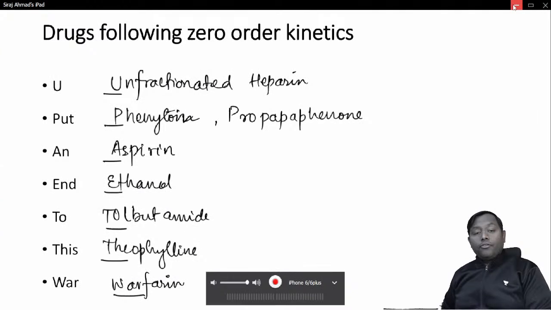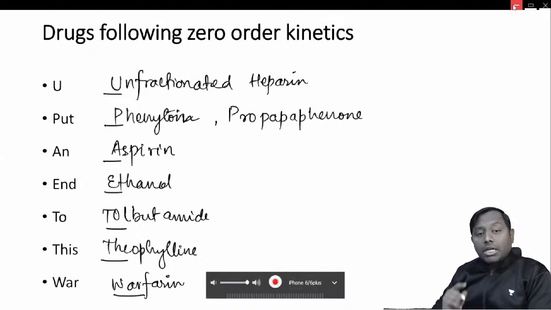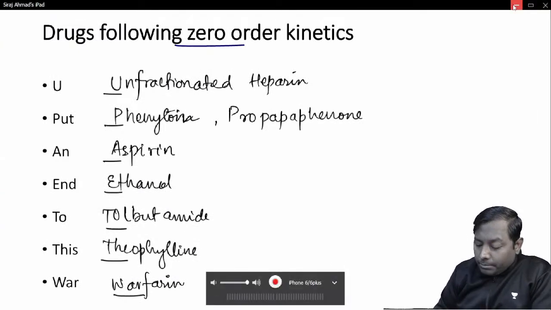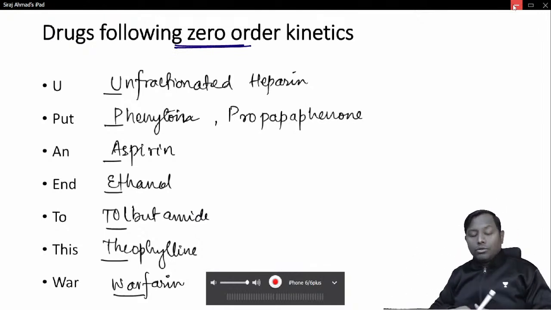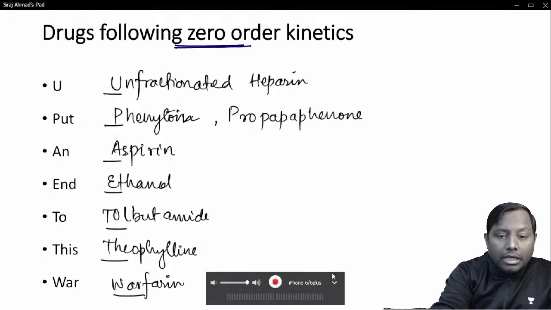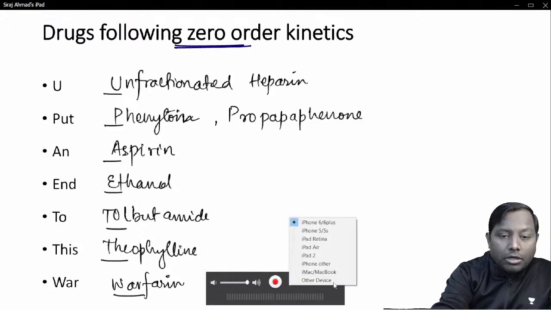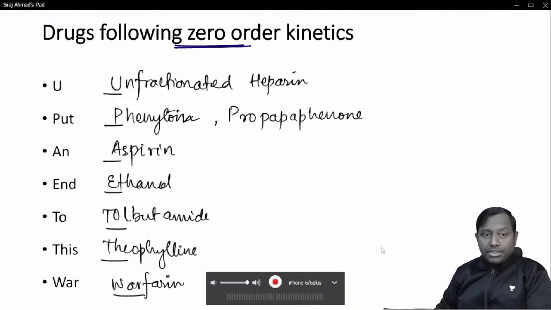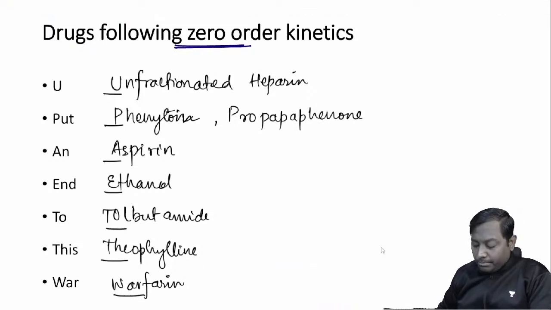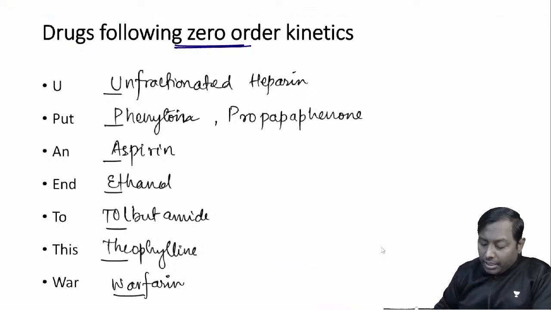Okay, so drugs that follow zero order kinetics, always remember, they will be problematic only at the higher doses. In the low doses they are not going to be so problematic. They will be following first order only, but in the higher doses they will be following zero order kinetics. These drugs are remembered by a very simple mnemonic: getting zero in an examination is like a war, and only you can put an end to this war.